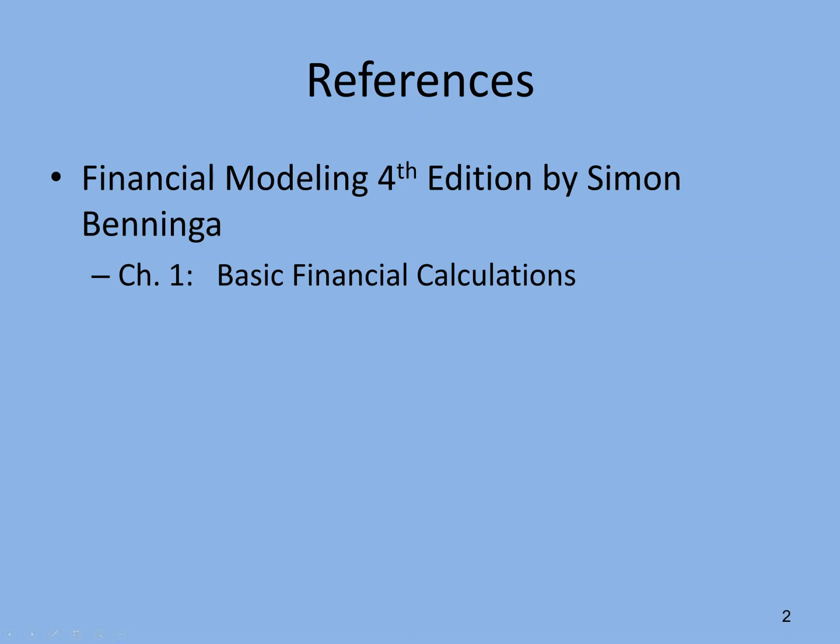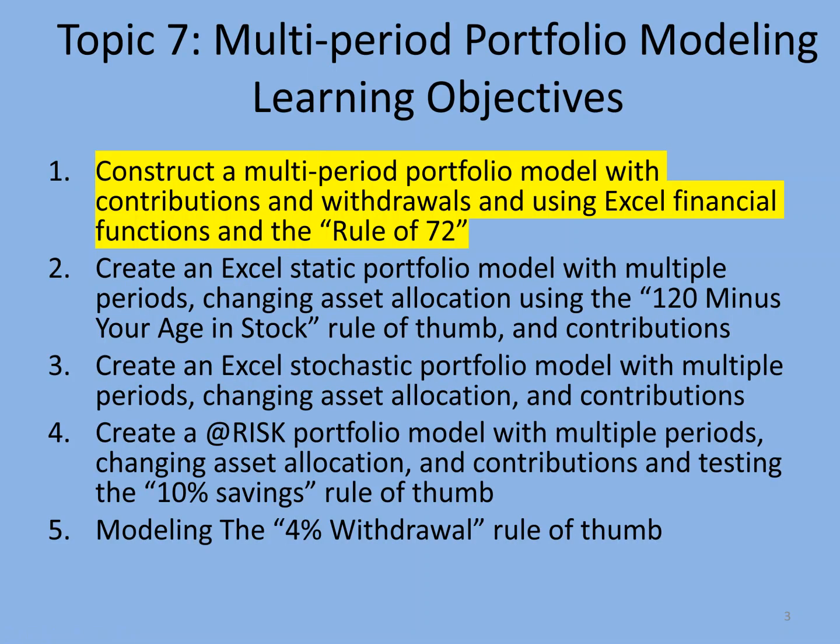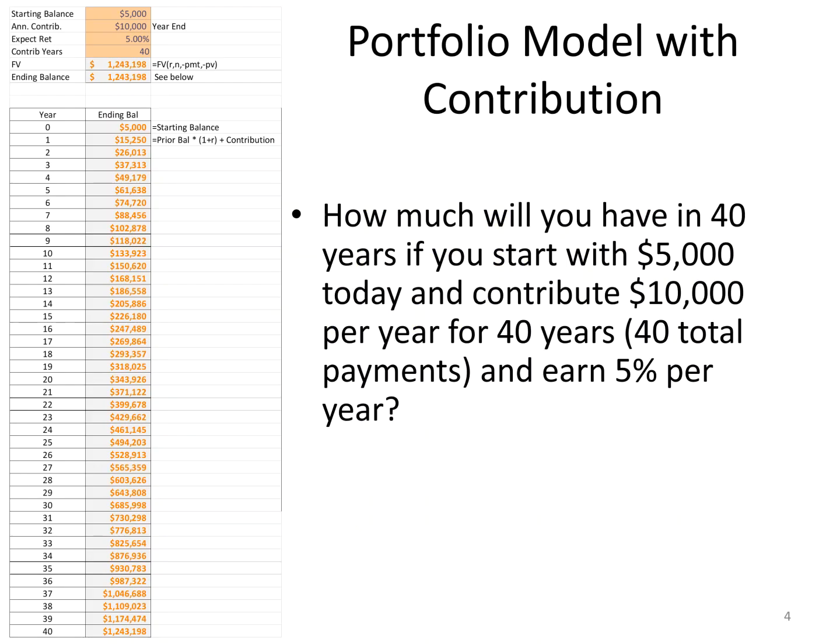One reference in Financial Modeling, 4th edition by Simon Benninga, is Chapter 1, Basic Financial Calculations. Section 1, construct a multi-period portfolio model with contributions and withdrawals, using Excel financial functions and also the rule of 72. In future topics 2, 3, 4, and 5, we'll be doing multi-period stochastic modeling.